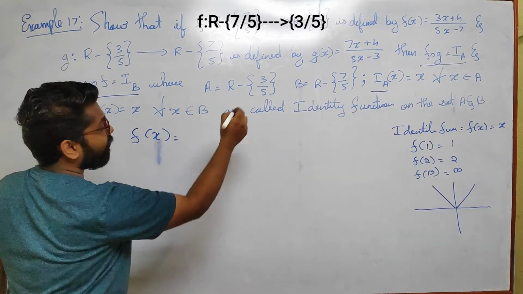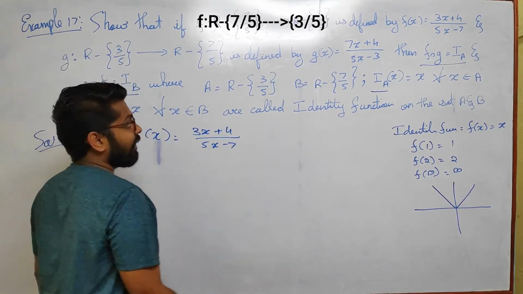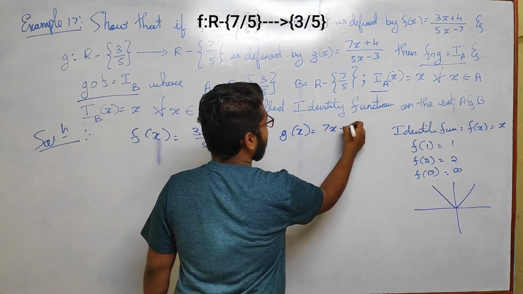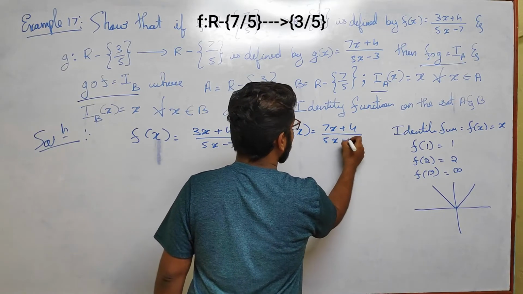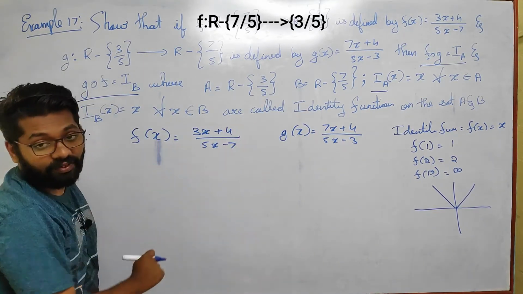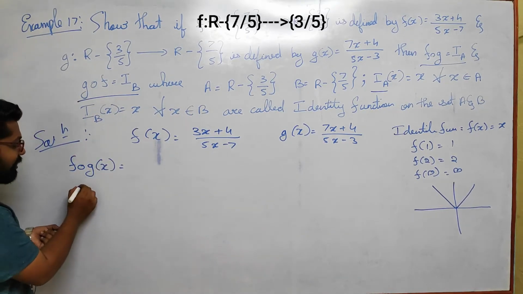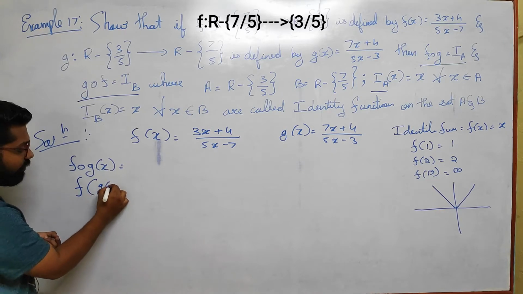What is f of x? f of x is 3x plus 4 divided by 5x minus 7, and g of x is 7x plus 4 divided by 5x minus 3. So these are your two functions. First they have asked us to find fog, so let us find fog. f circle g of x, this circle splits up, giving you f of g of x.